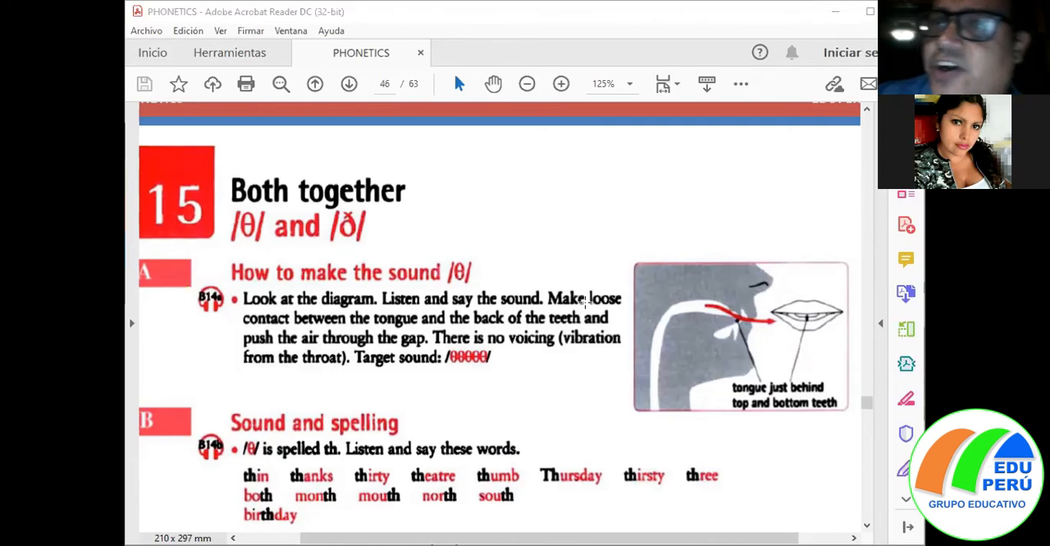So you release the air. Notice, look at my face. This is the first sound. The second sound. Notice here the tip of my tongue. This is with vibration. Now with no vibration. All right, so this is the first sound.